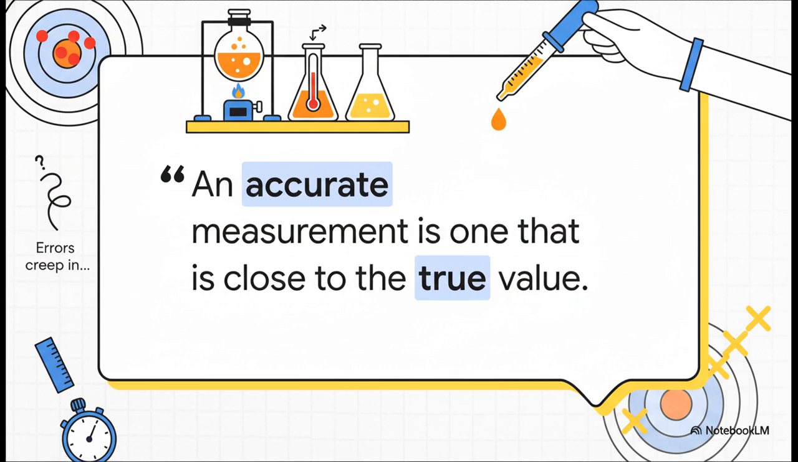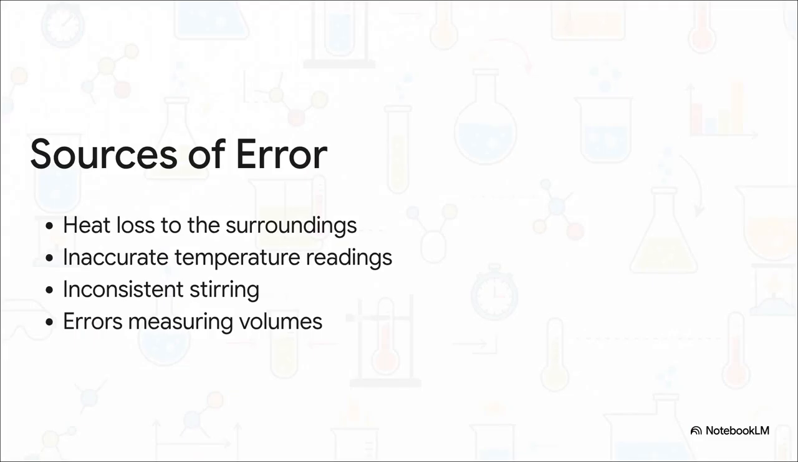An accurate measurement is one that's close to the true value. The thing is, in a school lab, it's really easy for little errors to sneak in. And here are the usual suspects. The number one biggest source of error always is heat escaping to the surroundings. Even with that polystyrene cup, some energy gets away, which means your temperature change will look smaller than it really is. Other problems could be misreading the thermometer, not stirring enough, or being a bit sloppy when measuring your liquids. Knowing these is key for any evaluation question.